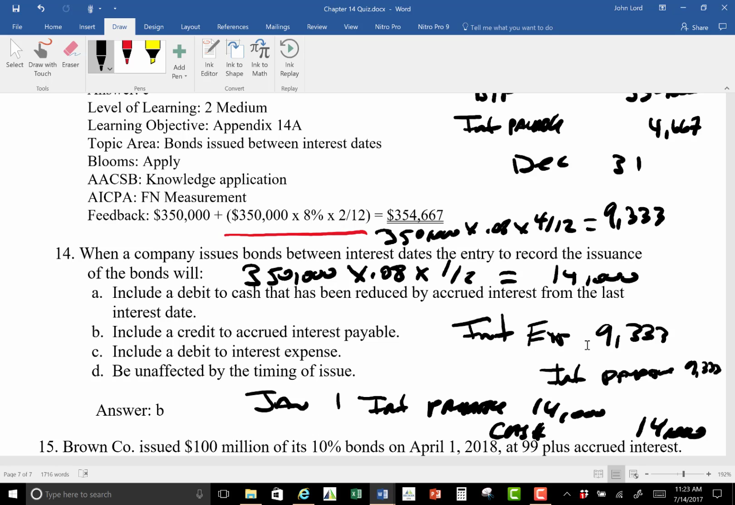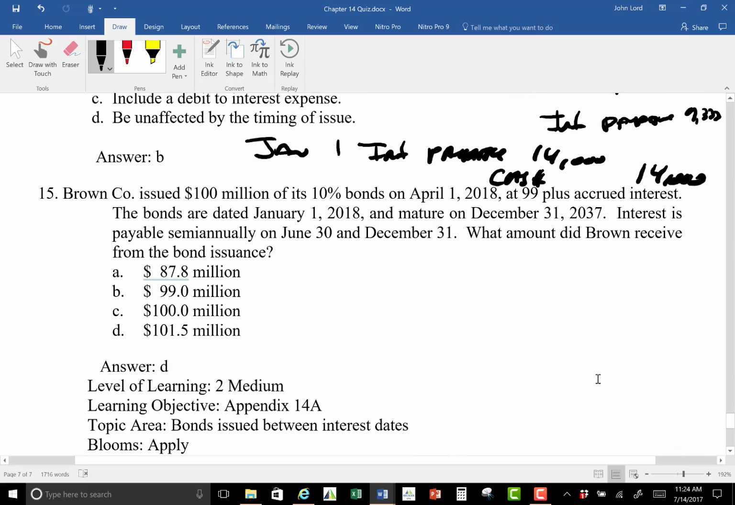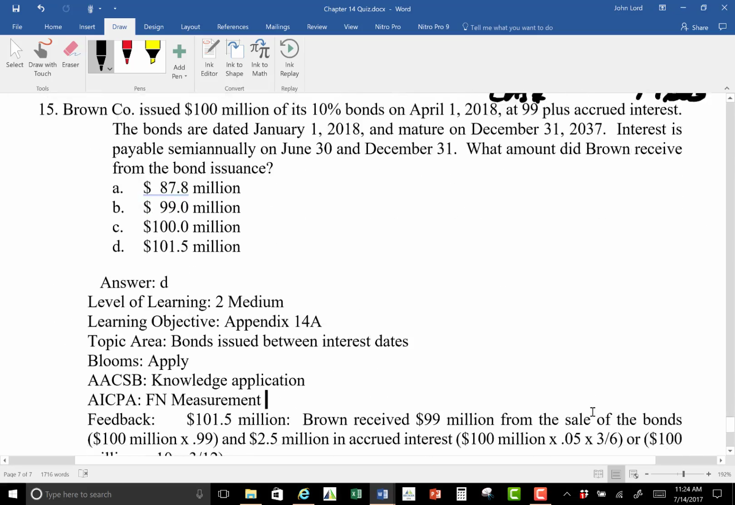When a company issues a bond between interest payment dates, the journal entry includes a credit to interest payable, right? Isn't that what we did right here? Okay. I think that's enough of that.